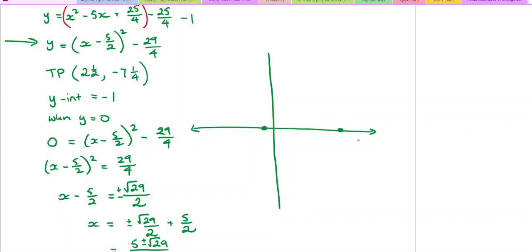So I'm going to label those. This is 5 plus square root 29 over 2, has to be in the exact form, not the decimal form. And this one will be the 5 minus square root 29 over 2. The turning point was 2.5, negative 7.25, which can be approximately there.